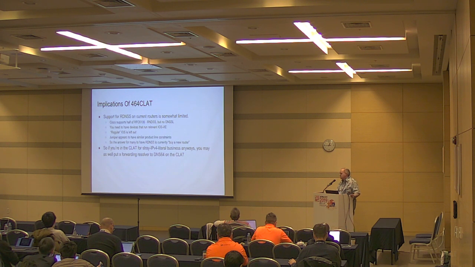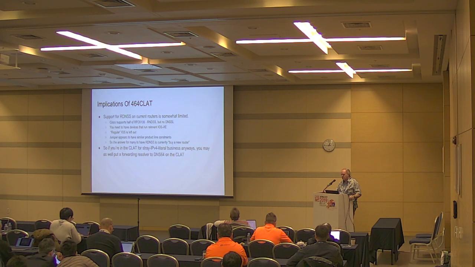So the implications of 464 CLAT: support for RDNSS is actually not as widely offered as we would like. For Cisco, it's pretty much exclusive to IOS XE, and we have an awful lot of 6500s sitting around now, and I just don't think they're ever going to offer it for the 6500. So it actually sort of is a problem if you want to cover the Android case.